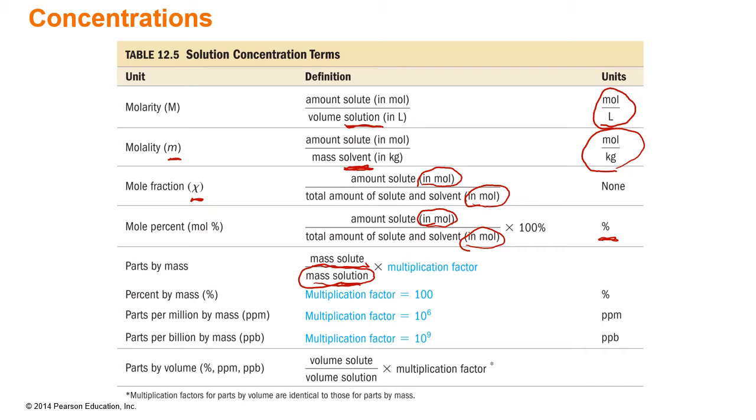We can also do parts by volume. The previous one was parts by mass. We can do parts by volume, and then we're comparing the volume of the solute to the volume of the solution, and we can use those same multiplication factors.